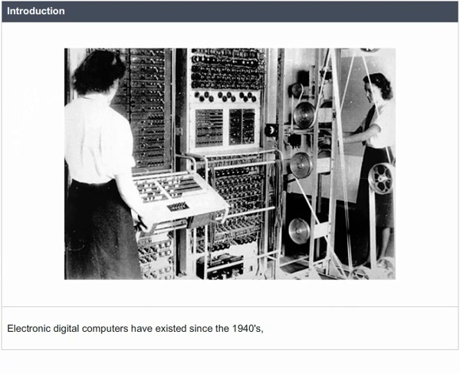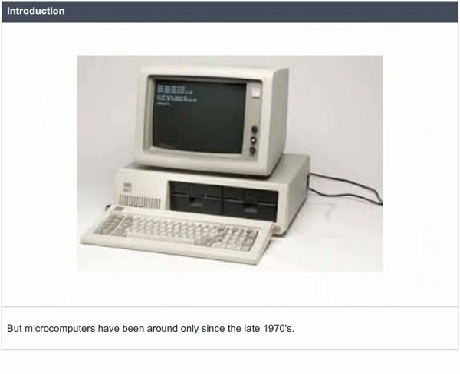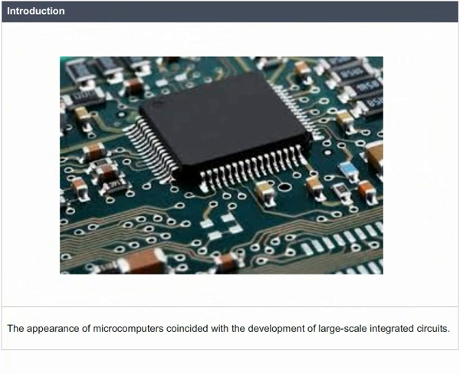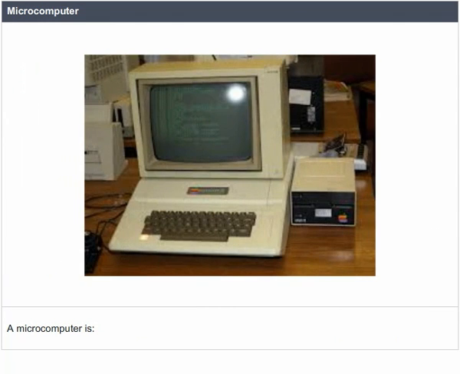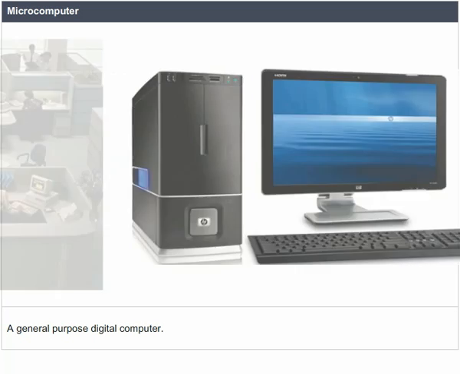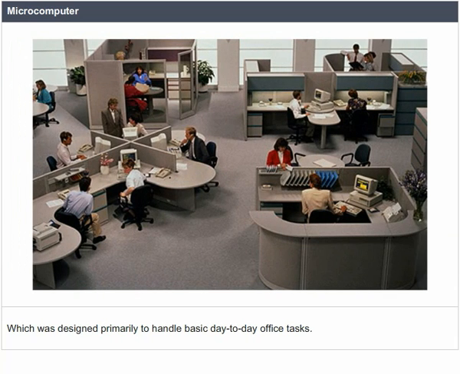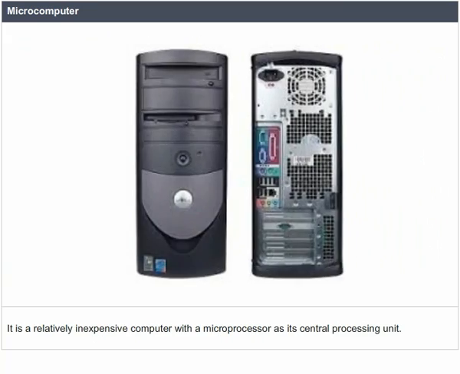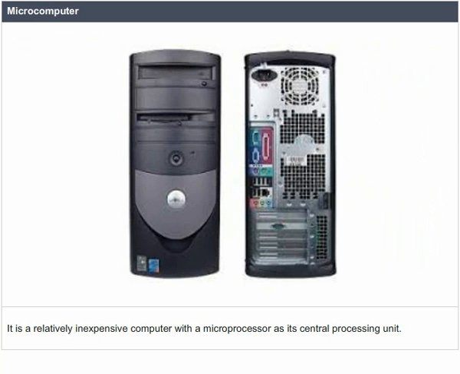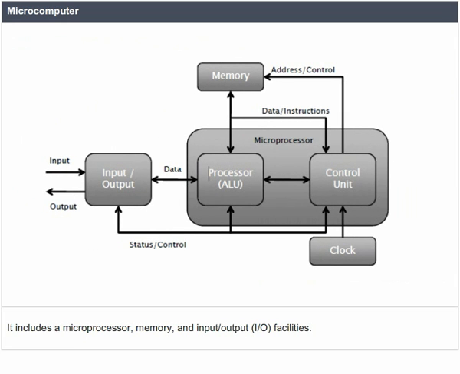Introduction. Electronic digital computers have existed since the 1940s, but microcomputers made their advent only in the late 1970s. The appearance of microcomputers coincided with the development of large-scale integrated circuits. A microcomputer is a general-purpose digital computer which was designed primarily to handle basic day-to-day office tasks. It is a relatively inexpensive computer with a microprocessor as its central processing unit. It includes a microprocessor, memory, and input-output facilities.